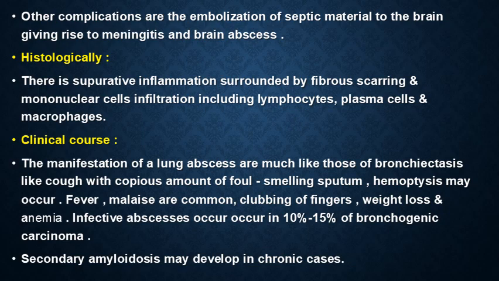The manifestations of lung abscess are much like those of bronchiectasis. The patient has fever, cough with a copious amount of foul smelling sputum, and sometimes hemoptysis. The patient has malaise, as with any type of severe infection. The patient may have clubbing of the fingers, weight loss, and anemia. In about 10 to 15% of bronchogenic carcinoma, infective abscesses occur. Also, secondary amyloidosis may develop in chronic cases.